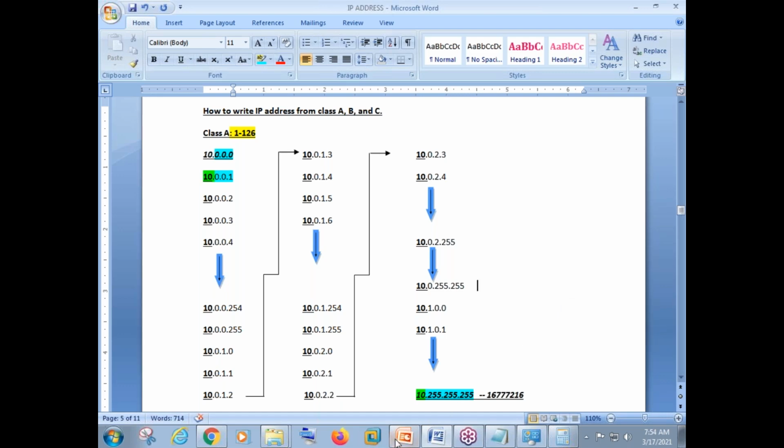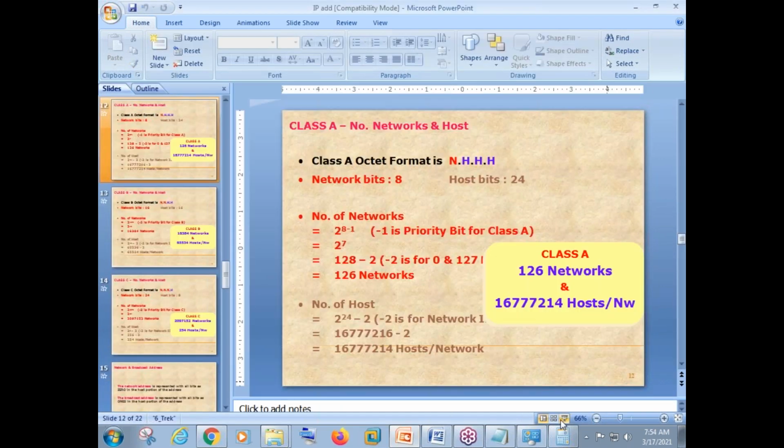Okay, now let us see class B. Things will be easier hopefully. And once I show you class B, you should tell me the class C octet formation and how many networks and how many hosts. So let us revise again.